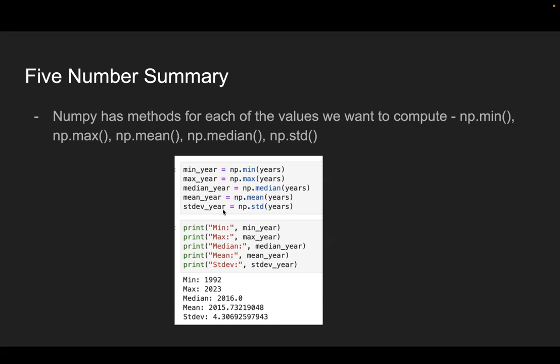Then we can have these print statements to print out all of our numbers, the min, max, median, mean, and standard deviation. So we see in this data set, it seems to be pretty balanced because the median is close to the mean. The average is 2015 and the median, which is the 50% quartile, is 2016.